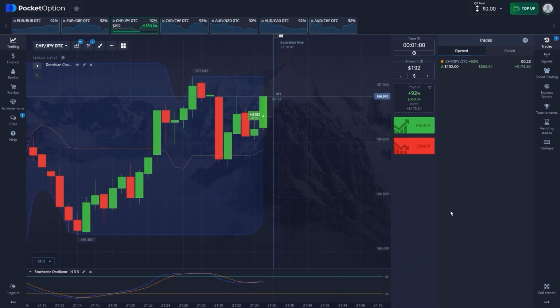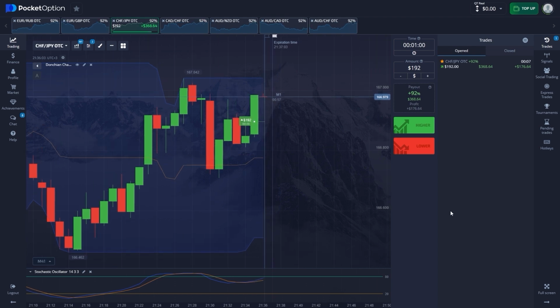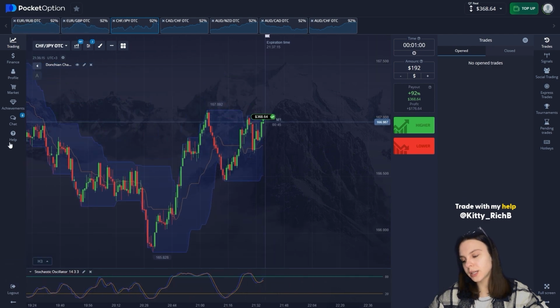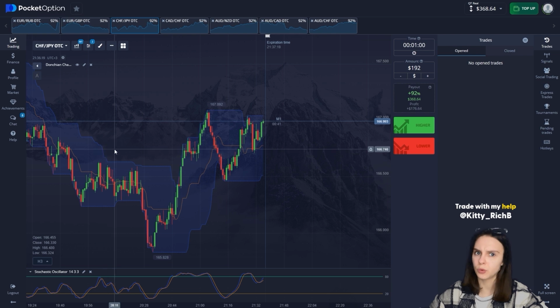Let's look. Great. This deal also closed in a plus, just like the first deal. The second one was zero. Someone may have overslept or missed it.